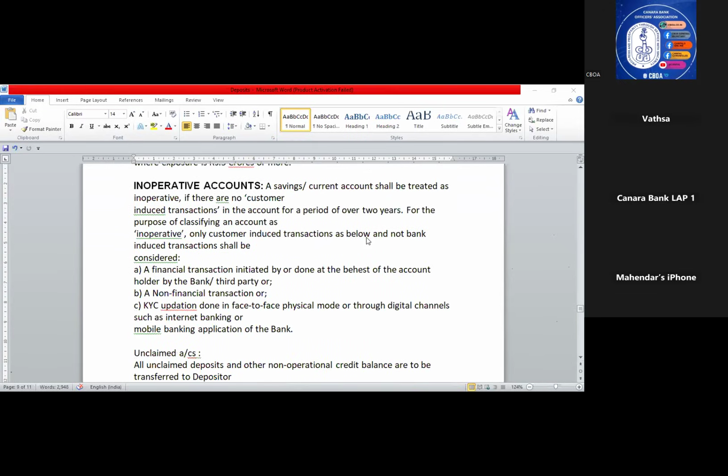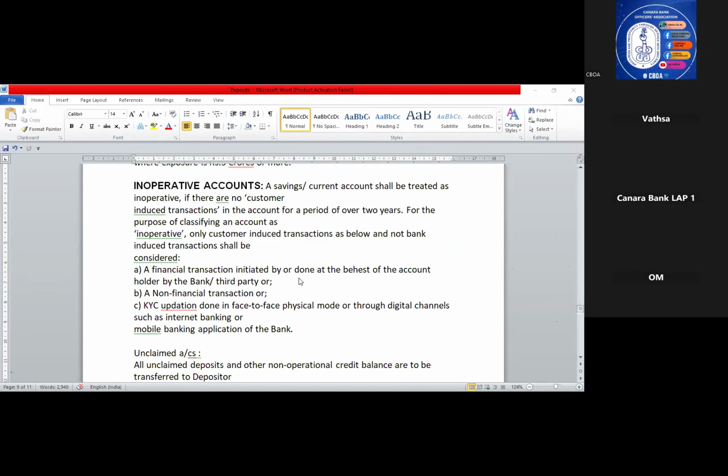Then inoperative accounts. An inoperative account means a customer-induced transaction is not available in the account for 24 months. Customer-induced transaction means either he should have remitted or withdrawn money from the account, or he should have verified any transaction, financial or non-financial, through ATM or net banking or any digital services, or he should have done a KYC updation. If nothing has been done for 24 months, then the account will become inoperative.